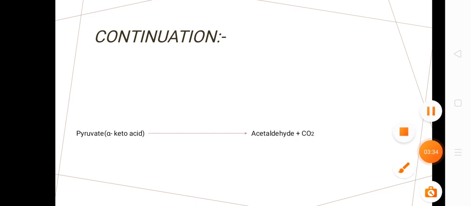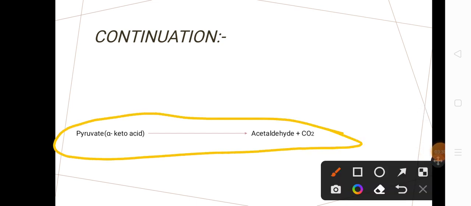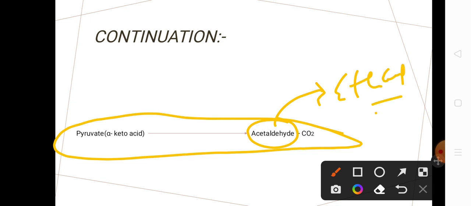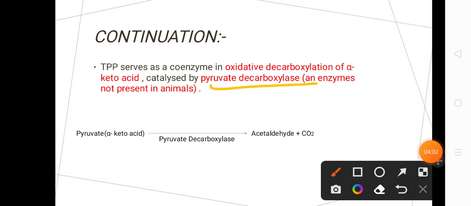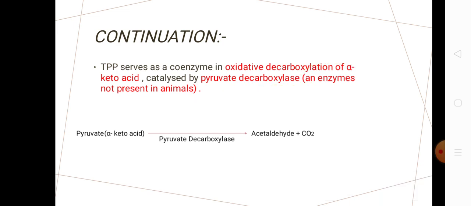Now, the second goal of this video is to understand two reactions that show thiamine pyrophosphate acts as a coenzyme, right? The first one is the oxidative decarboxylation of pyruvate into acetaldehyde. This is an important reaction of fermentation, right? Because from acetaldehyde, with the help of another reaction, we can create ethanol. Here the enzyme that takes part is pyruvate decarboxylase, and thiamine pyrophosphate takes part as a coenzyme. Another important piece of information is that pyruvate decarboxylase is an enzyme usually not present in animals, but it is present in microorganisms. That is why they can produce ethanol, and we often use them for the production of ethanol, right?